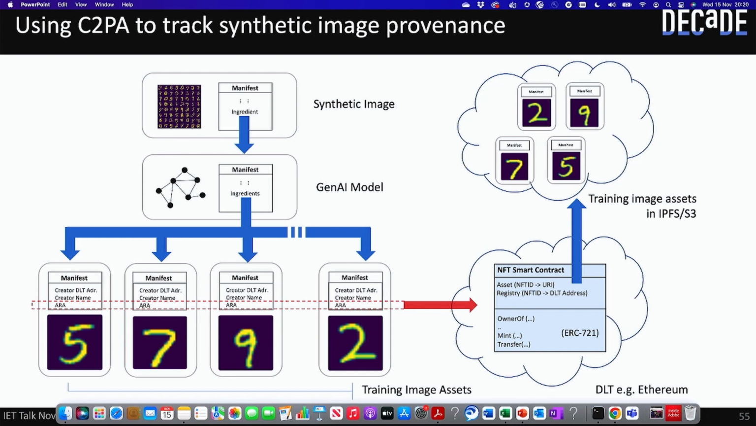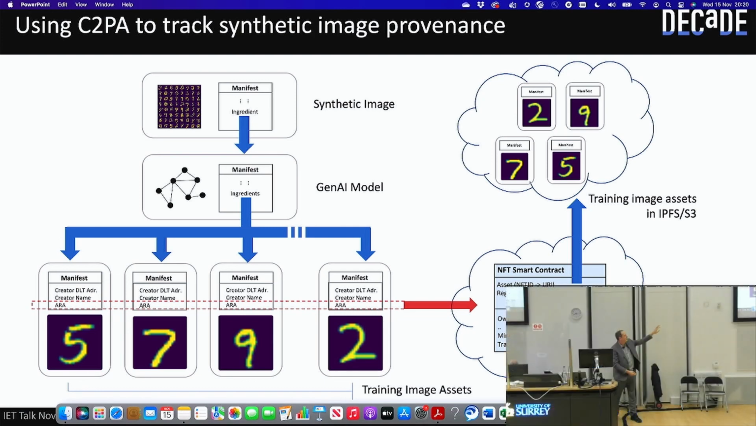So in this diagram, we're showing how a synthetic image, an AI-generated image, is at the top. That top image has a manifest which points to, as an ingredient, the AI model that created it, and the AI model has a manifest that points to ingredients which are the training data that made that model. Okay? And those training data items are linked to NFTs that tell me who owns those images.